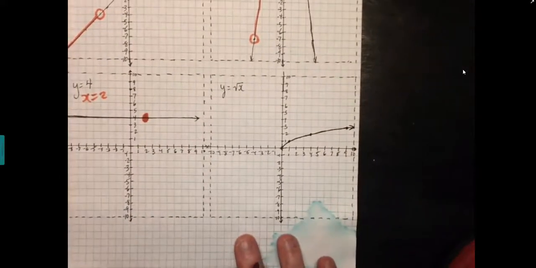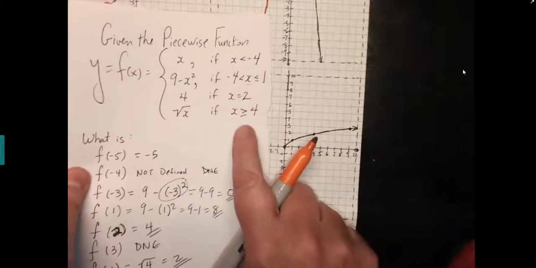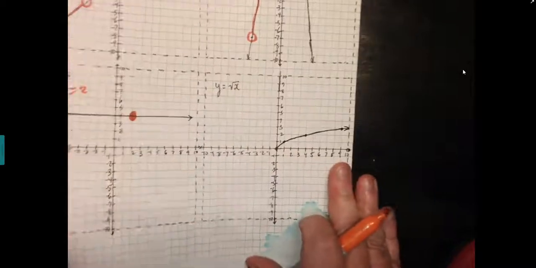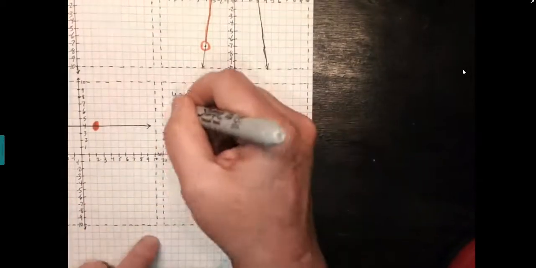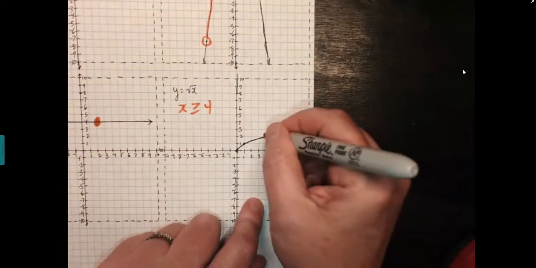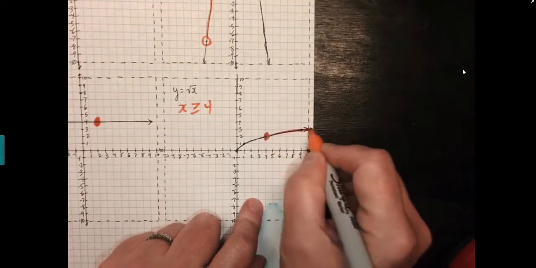And finally, what about my fourth piece? I want the graph of the square root of x, but only when x is greater than or equal to 4. So I come here at 4, and I am going to include this point because of the symbol. I start here, and I want everything to the right of it.